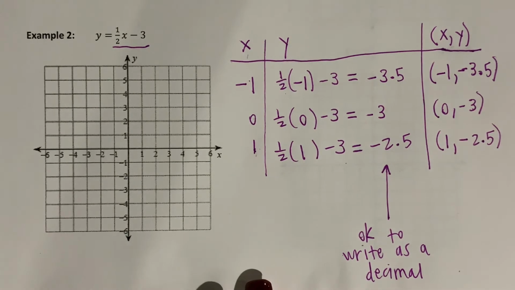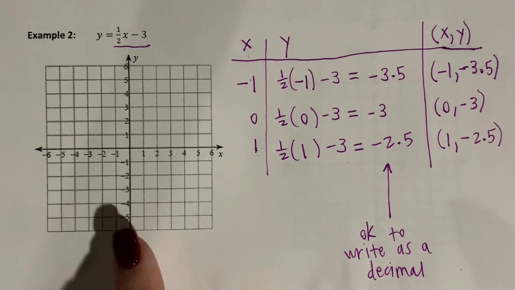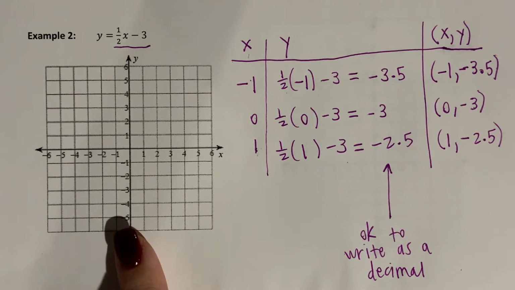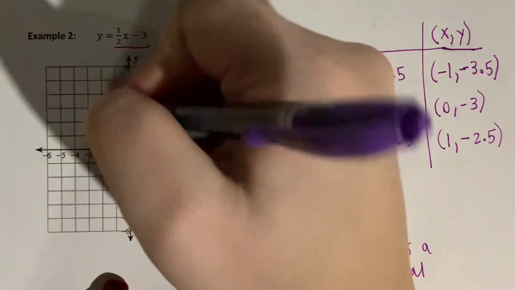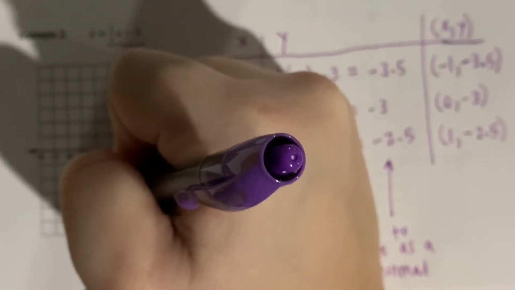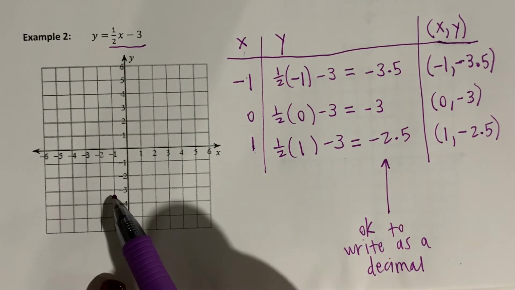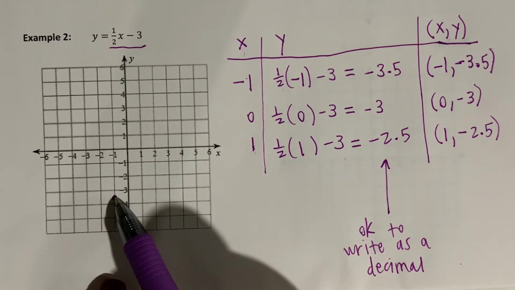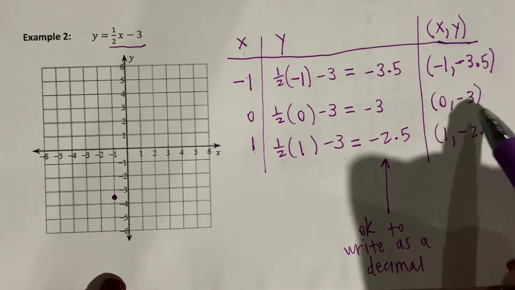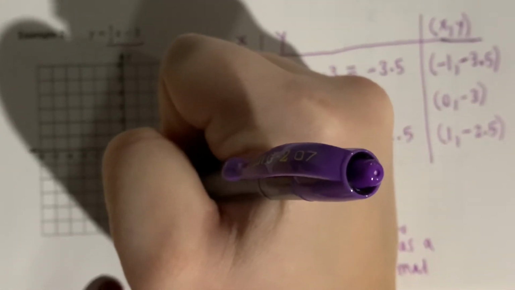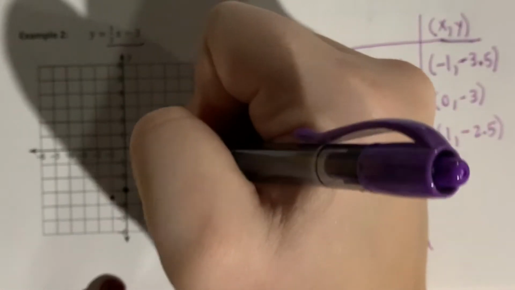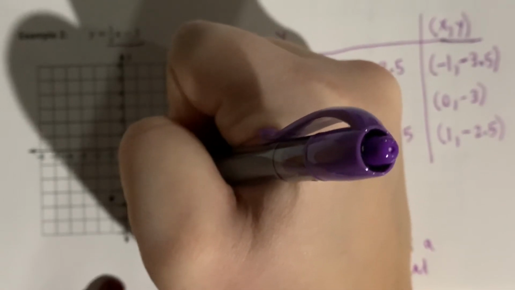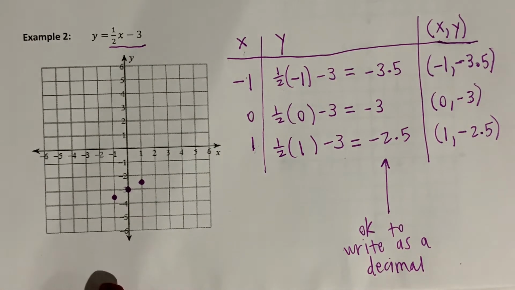So now that I have my 3 ordered pairs, the last thing I need to do is plot them on my graph and connect them with a line. So when X is -1, Y is -3.5. So -3.5, again, keep in mind, -3.5 is halfway between -3 and -4. So it should be in between those two for your Y value. When X is 0, Y is -3. And lastly, when X is 1, Y is -2.5. So -2.5 would be halfway between -2 and -3.